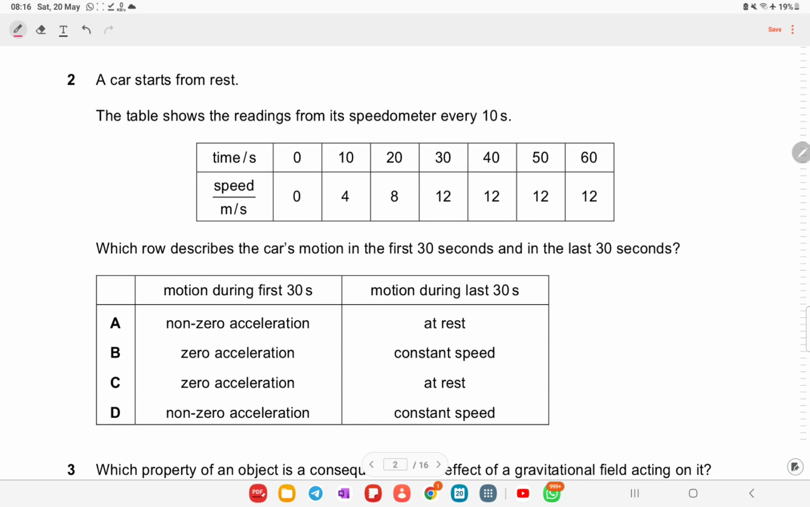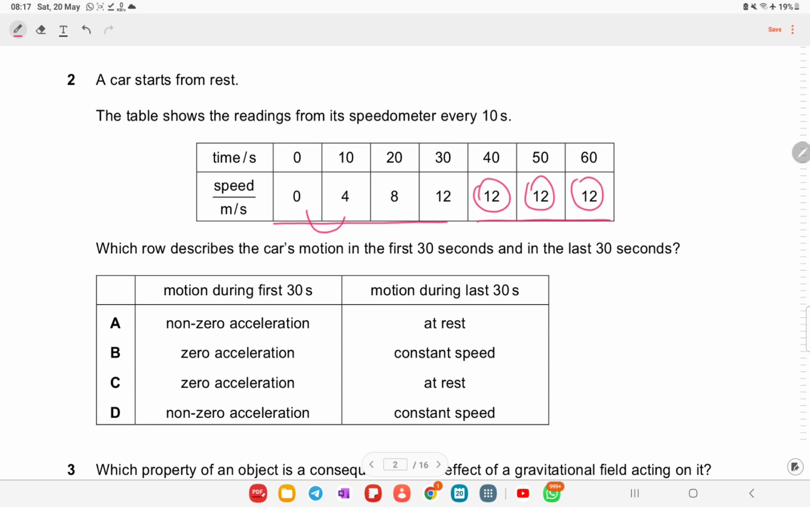A car starts from rest. The table shows the reading from a speedometer every 10 seconds. Which row describes the motion in the first 30 seconds? So this is going to be the first 30 seconds and the last 30 seconds. So you can see what is the motion of the car in the first 30 seconds.